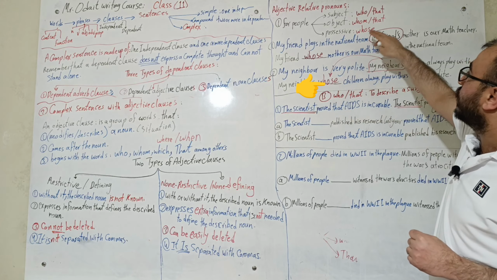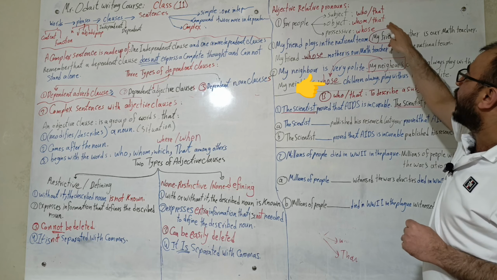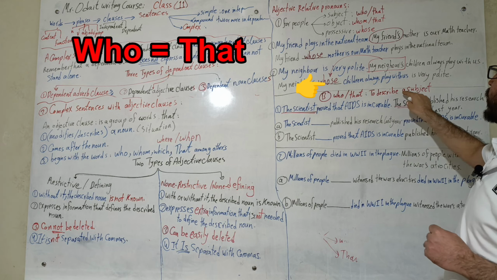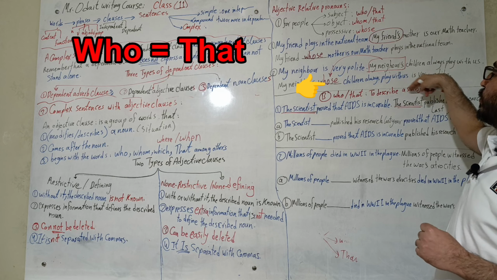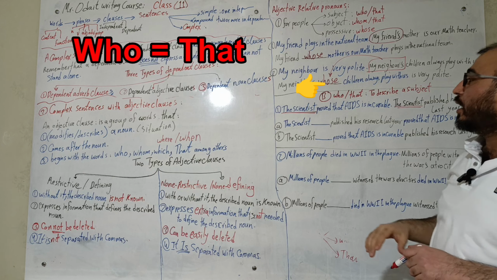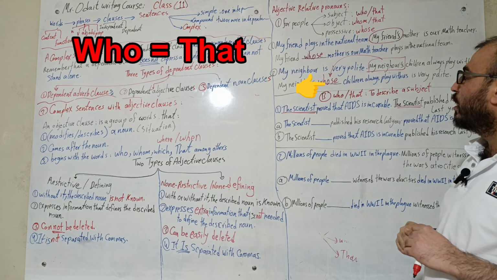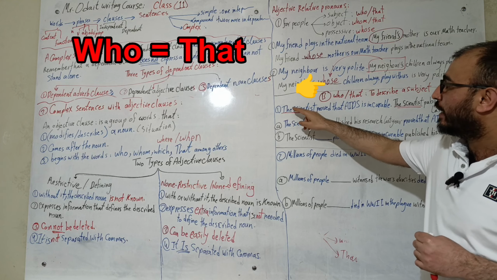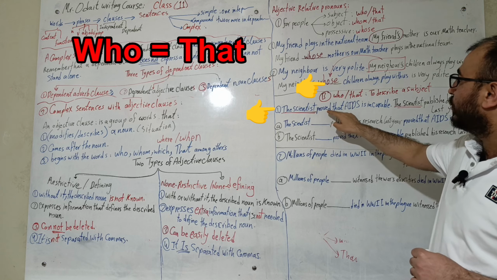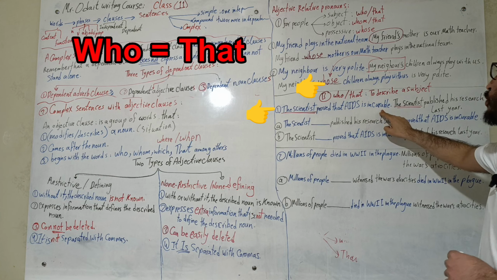Again, here, my friends, I go to who and that, and we use them to describe a subject, a person, when this person is a subject. And we talked about this in the previous class, but it's not a problem to give a quick revision. In here we have the scientist proved that AIDS is incurable.